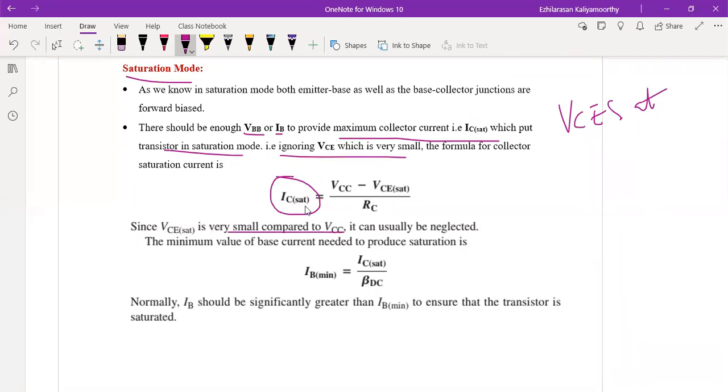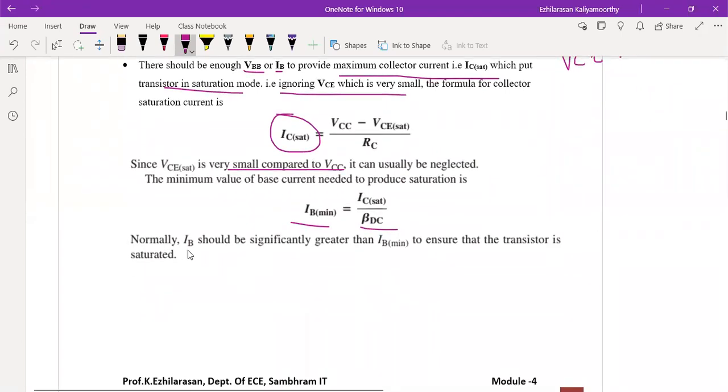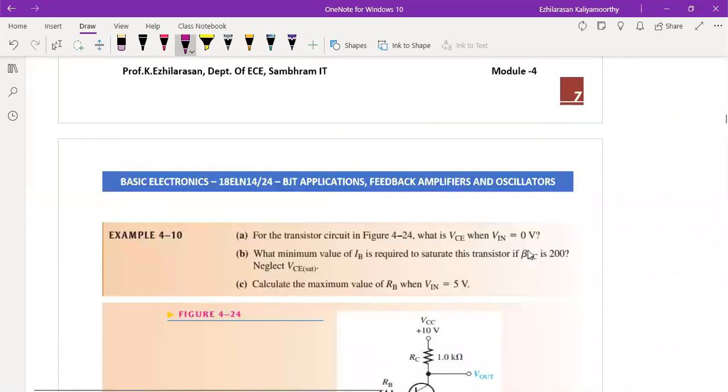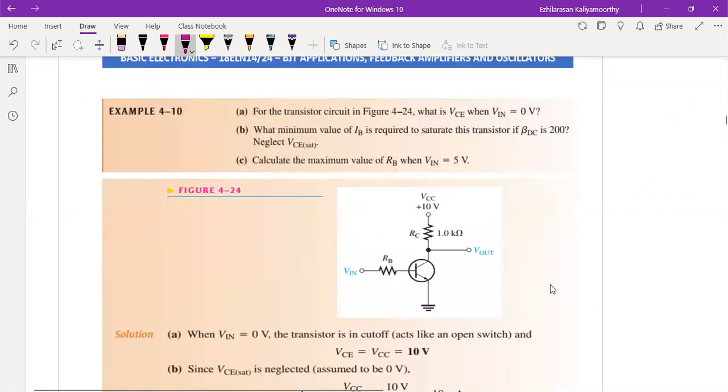If I neglect it, the minimum value of base current needed to produce saturation is simply the ratio of the collector saturation current IC sat divided by beta DC. Normally IB should be significantly greater than IB minimum to ensure that the transistor is saturated. See here in this figure, this is a simple numerical they gave for this transistor, where VCE when Vin is equal.